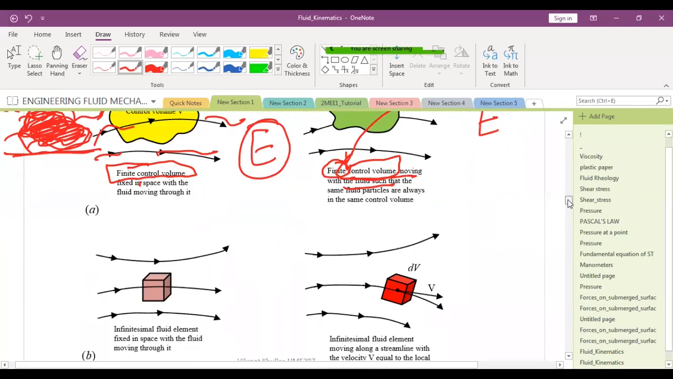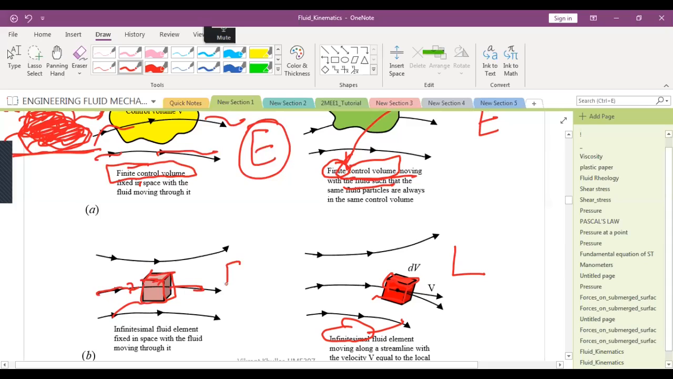Likewise, you can have a differentially small control volume. So please remember, an infinitesimally small or differentially small control volume, which is itself moving with the fluid flow. Here again, there is the Lagrangian approach. And in this case, there is an infinitesimally small control volume or differentially small volume, which is fixed in region, and you are analyzing whatever is going through this. So this is the Eulerian approach.